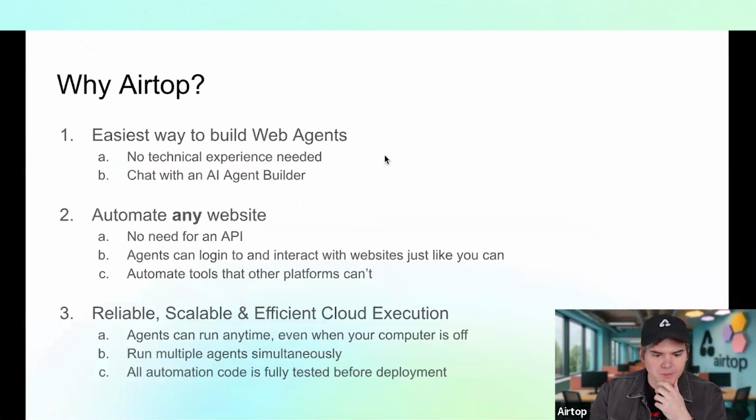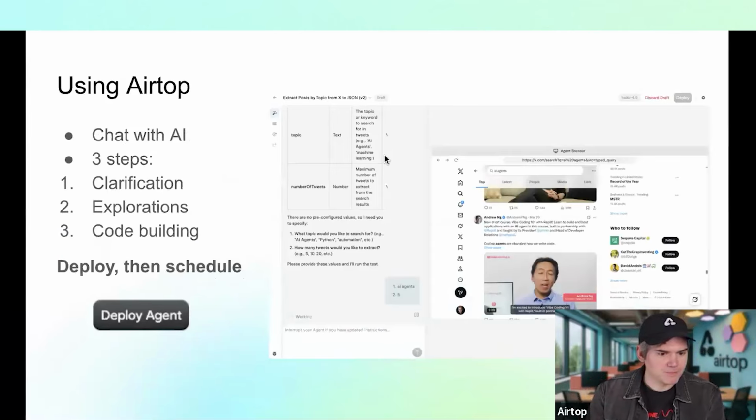You can automate pretty much any website. So it has a cloud browser that can go to websites, click on things, log in, fill out forms, etc. And you can run multiple agents at once. It's not dependent on your own computer's browser. It's all up there in the cloud, very scalable.